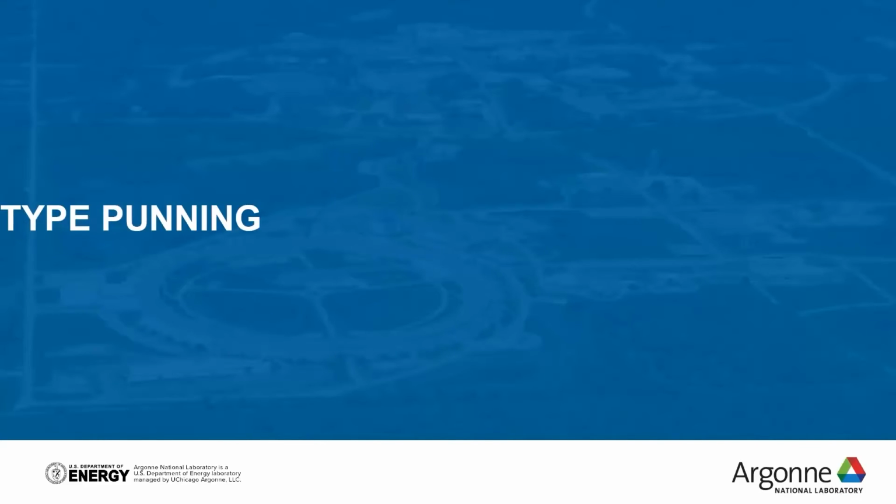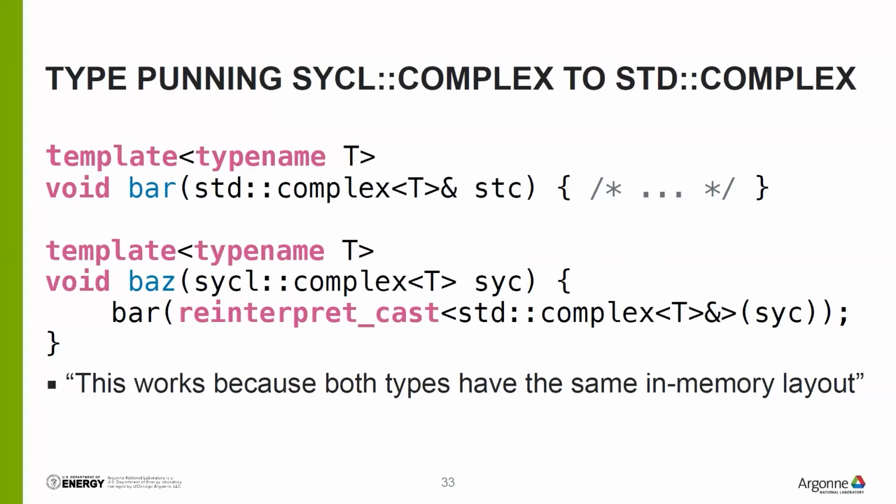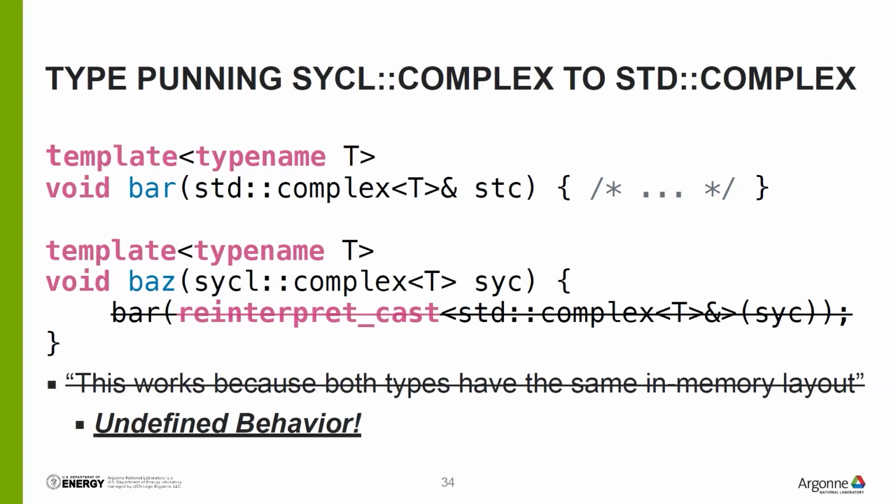So I didn't catch this when I was reviewing the paper, but it kind of goes on, and at one point it says, okay, I have something that, this is a simplified example of things in the paper. These are other ways to do it if you didn't have the conversion functions. You have bar that takes a reference to a standard complex. You have baz that takes a SYCL complex. You do a reinterpret cast, and then the sentence says, this works because both types have the same in-memory layout. That is undefined behavior.